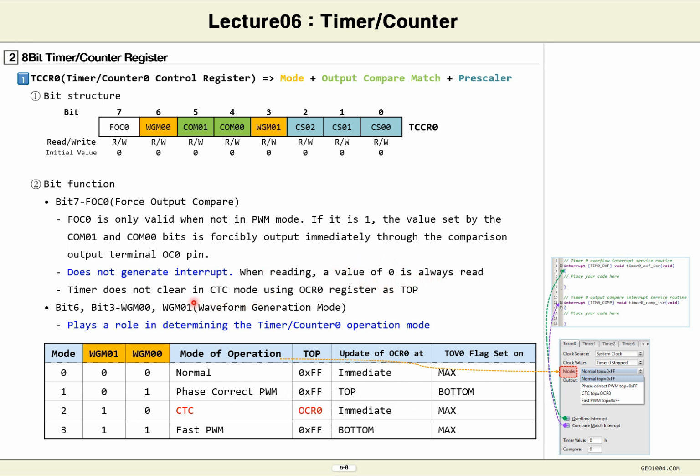And then, in CTC mode, which uses the OCR0 register as the top value, it will be a bit that is not cleared in the timer. So, you won't often use FOC0. The exact bits you need to use will be waveform generation mode 00 and waveform generation mode 01 here.